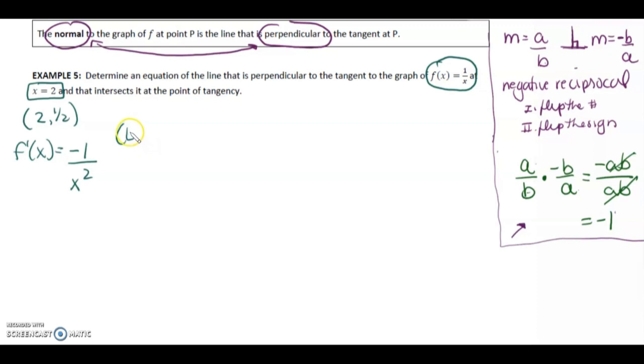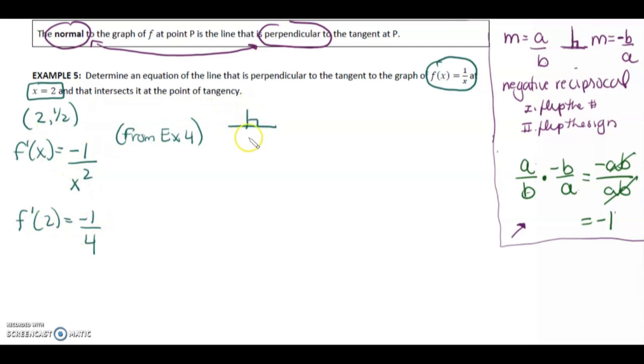Here, I'm going to put more from example 4. We already found out f prime at 2. So the slope at that point, 2, 1/2, is -1 over 4. So all three of these pieces of information came from the work that we've already done. So now let's find the slope that is perpendicular. All of this information is about the tangent line, right? The slope of the tangent line at 2, 1/2.